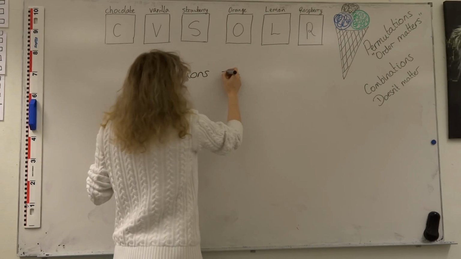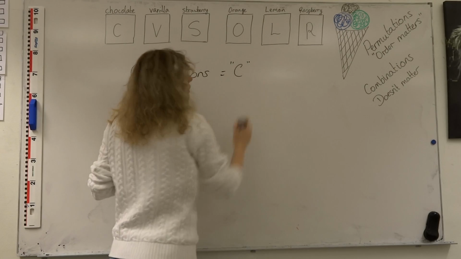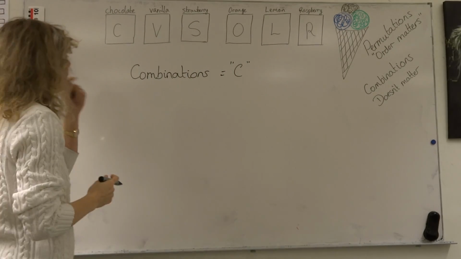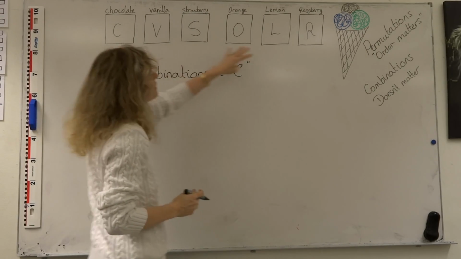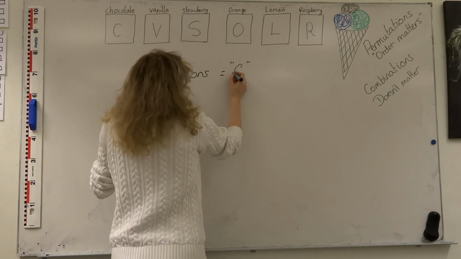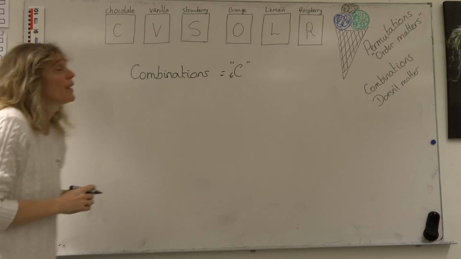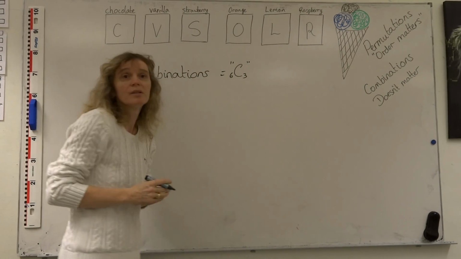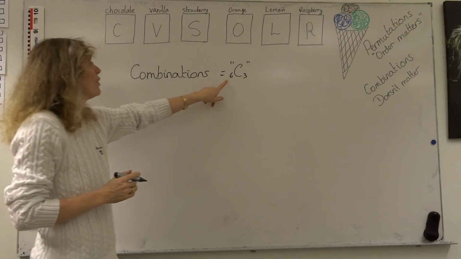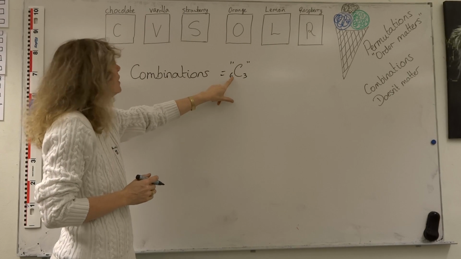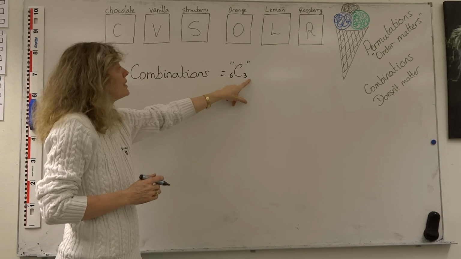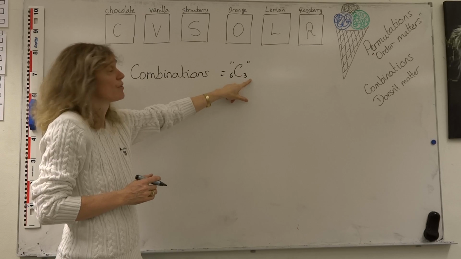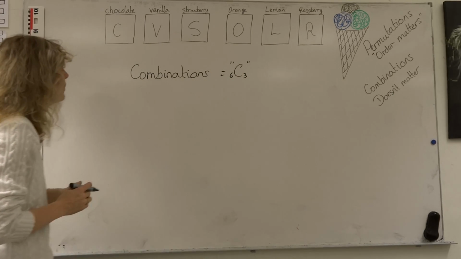And we can often use a C to denote that. And again, we use the same symbol as before. We've got 6 different flavours, so that would be the number before. And we're allowed to choose 3 different scoops of ice cream. So we would denote it in the same way, that the number of possibilities is 6, and the number of flavours that we can use is 3. And we're looking for combinations.